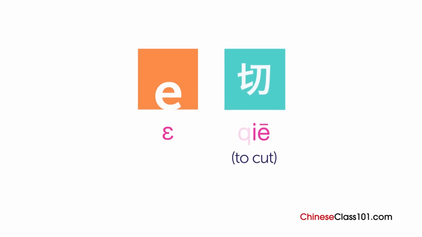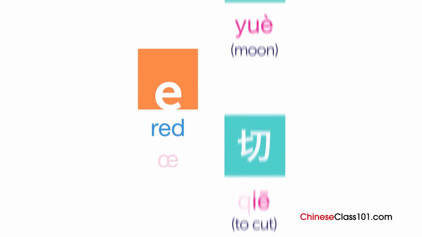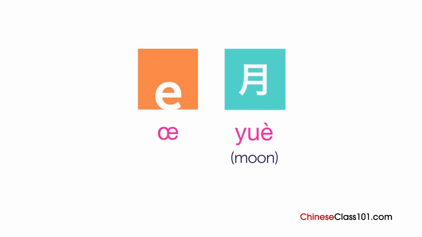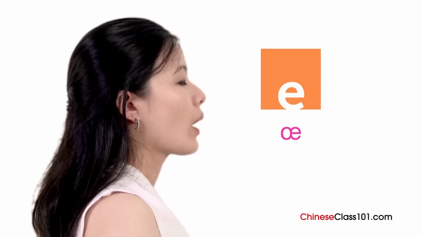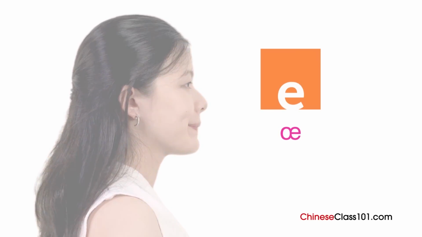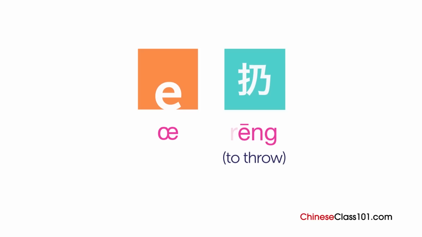切 When paired like this, it becomes the E sound in red from before. 月 This is identical to the previous sound, but with rounded lips. Try saying the E in red while rounding your lips. Now listen to how Yinru says it. When paired with the following, the E changes.